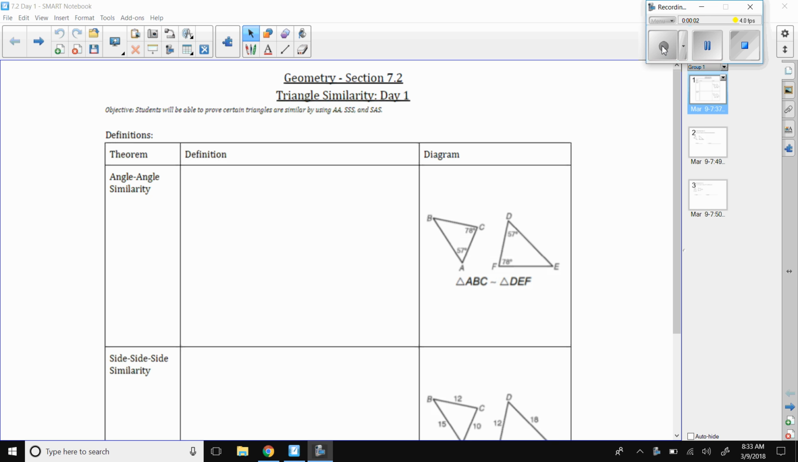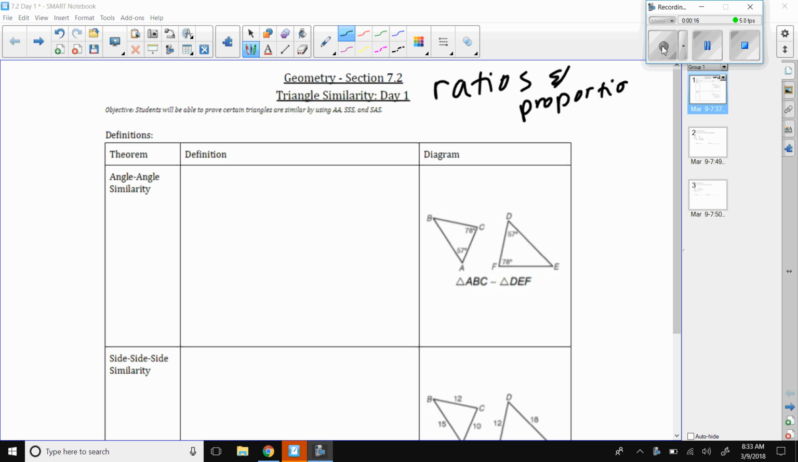Okay, so we're talking about triangle similarity. We've been talking about the ratios and all sorts of proportions with our similar triangles, and now we're going to have these actual theorems. Similar to our congruence theorems where we had side, angle, side, angle, side, side, etc., here we have these theorems that talk about similarity.